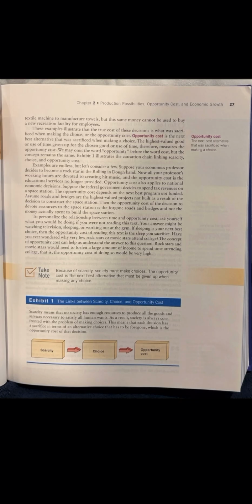Suppose the federal government decides to spend tax revenues on a space station. The opportunity cost depends on the next best program not funded. Assume roads and bridges are the highest value products not built as a result of the decision to construct the space station. Then the opportunity cost of the decision to devote resources to the space station is foregone roads and bridges, and not the money actually spent to build the space station.